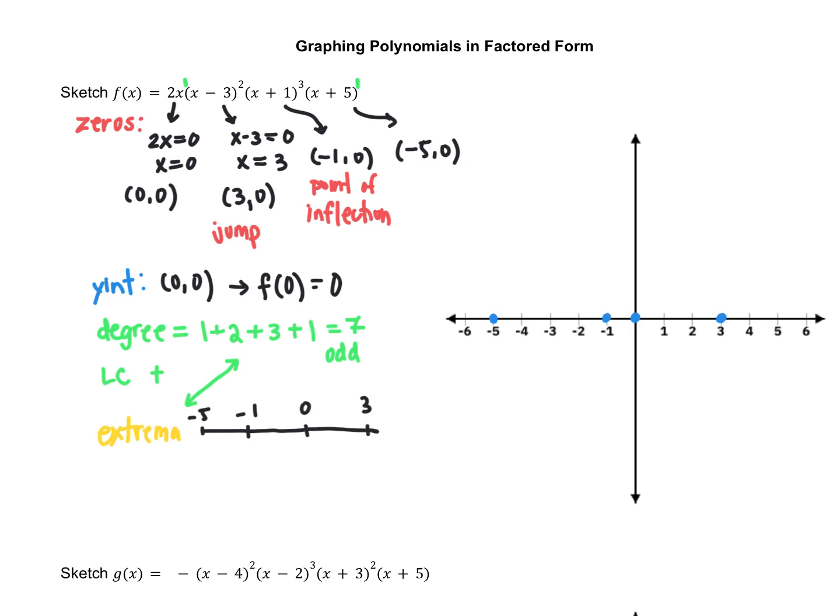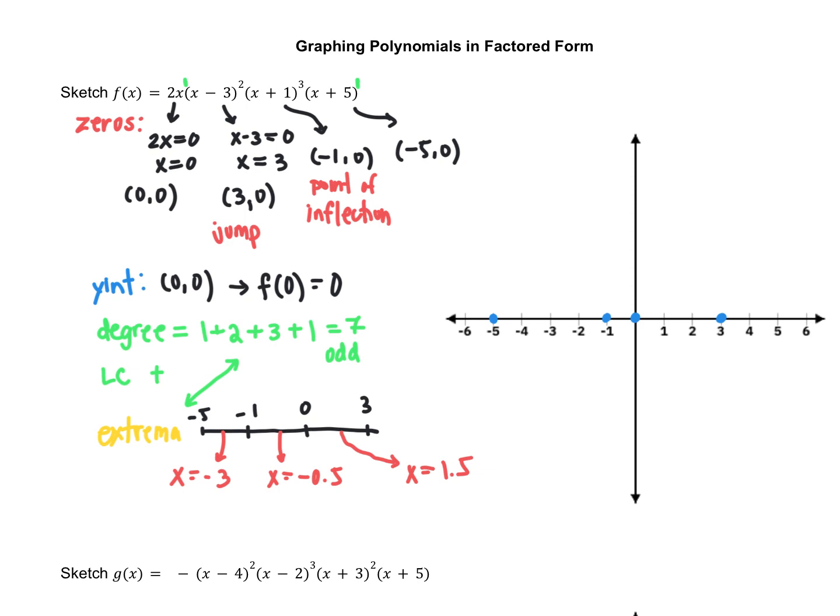And 3. And my estimate for those local max and mins or absolute max and mins is to take the average of the zeros, so find the in-between number between each pair. So between -5 and -1, the average of these numbers, so just adding them and dividing by 2, is -3. So I'm going to evaluate what is y when x is -3. Between -1 and 0, halfway is -0.5. And finally, between 0 and 3, halfway is 1.5.